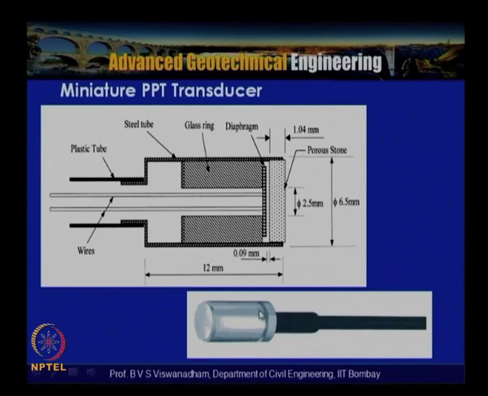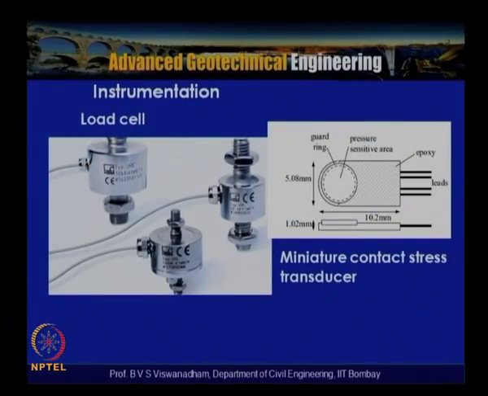So this is the stainless steel casing of a PPT, which is shown here, and these are typical load cells used for tension and compression. These are from HPM, and these load cells are used for measuring tension as well as compression.